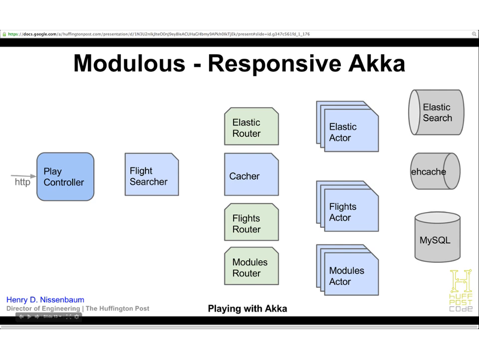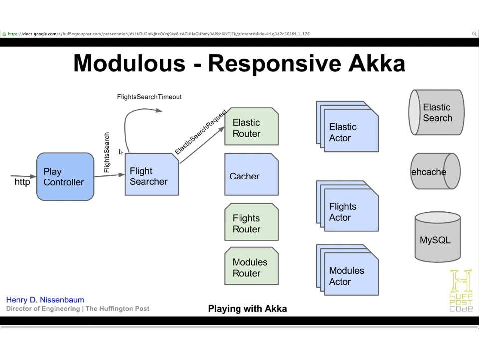So what happens is an HTTP request comes into the Play application. The controller gets this request, and it sends a message to the flight searcher. Now, in this particular case, we need to respond to the HTTP client with the data. So all of this has to happen, as I described, in a pretty brief period of time.